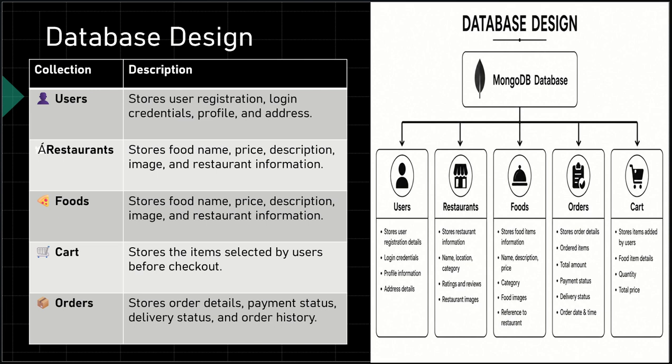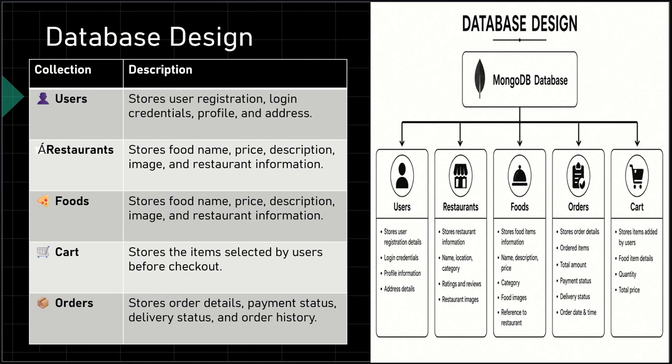The project contains 5 collections: user, which stores email, name, password, and profile information. Restaurant stores restaurant name, cuisine, image, address, rating. Food stores food name, price, description, image, restaurant ID. The restaurant ID connects every food item with its corresponding restaurant.